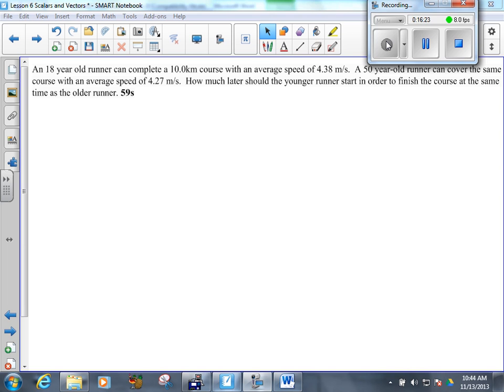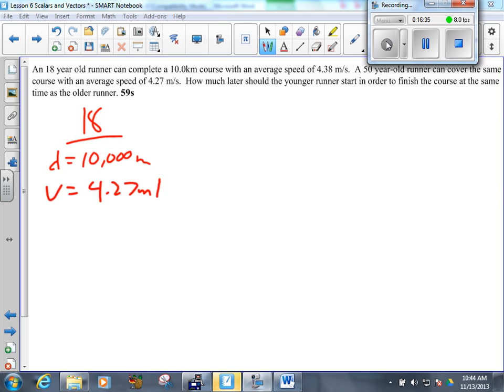So we'll have the 18-year-old runner's information. He can travel 10,000 meters at a speed of 4.27 meters per second. Whereas the 50-year-old can cover the same course. Sorry, that was the old man's time. The young guy can run at 4.38.